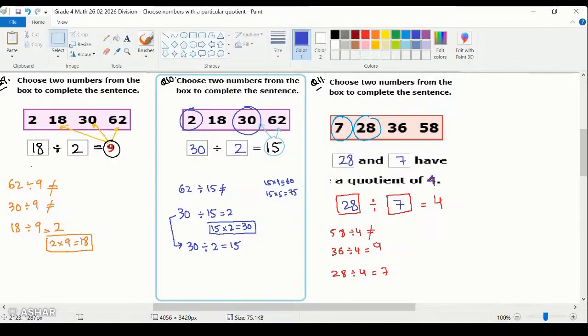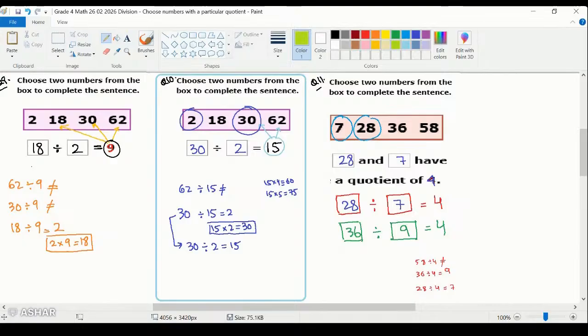But can I also say this? If I would use a different color, can I say 36 divided by 9 equals 4? No, I cannot say this. Why? Because it is still a factor, but I do not have 9 in these given numbers, right?